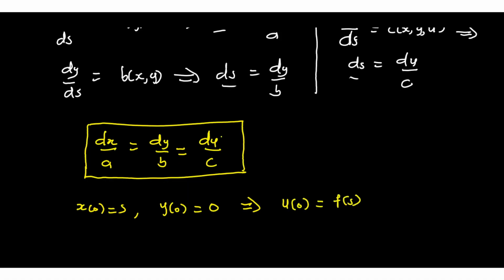f(s). So we can say that if we pull this from the PDE, we get x(0) giving us s, then we have y(0) equal to 0, and that will imply that u(0) is equal to f(s). Alright, so that is that for this one.